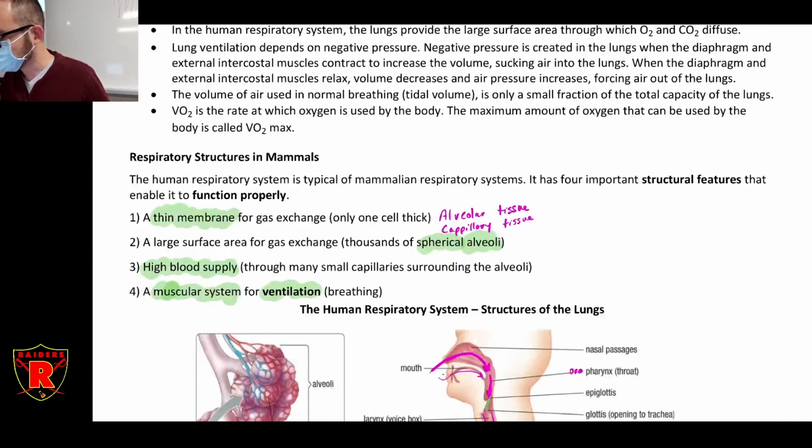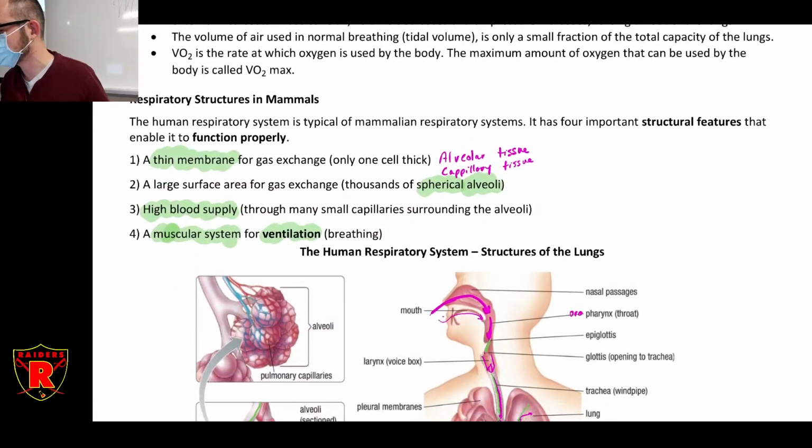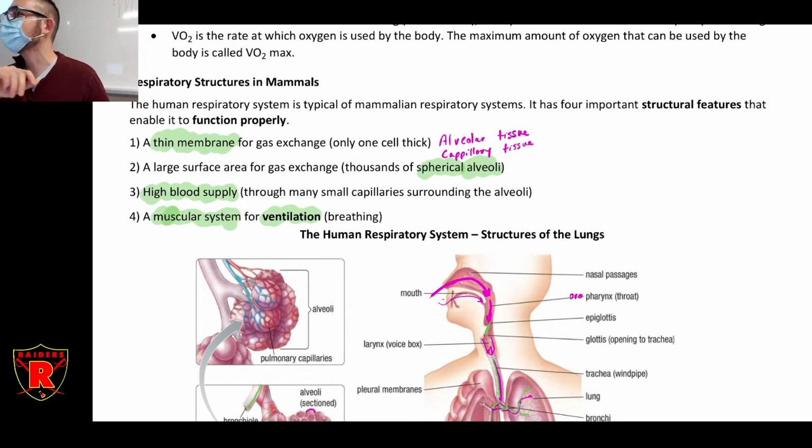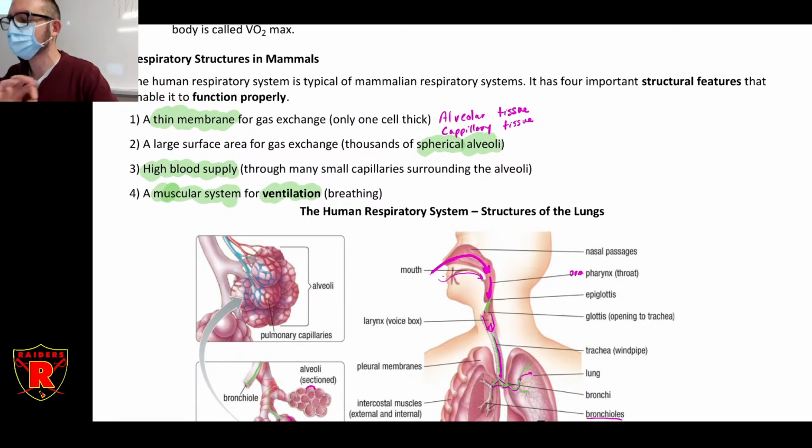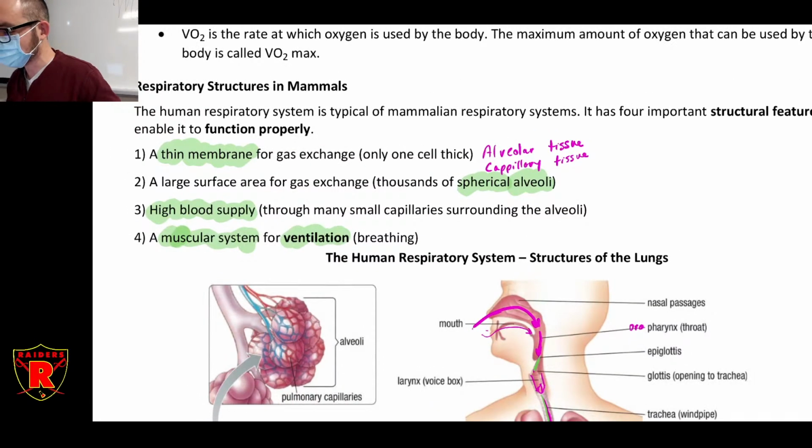Okay, I want to talk really quickly here about the structural components. Structure and function is the main thrust of this entire unit. What are the structures and what do they do? The four main structures that all respiratory systems have to include are these four. We focused on this first one already: you need a thin membrane for gas exchange. That must exist somewhere in the system.